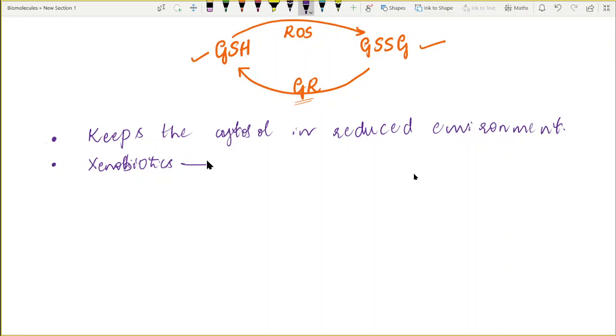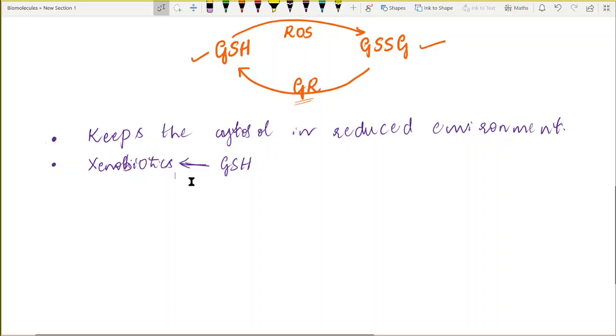During this detoxification mechanism, some of these xenobiotic molecules are conjugated with the GSH. Because they are conjugated with the GSH, they become hydrophilic. I mean, they become more water soluble, and it is easy for them to be eliminated from our body. So these are the three different functions of the glutathione.